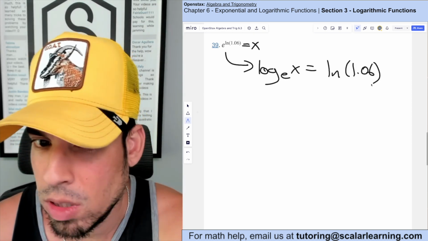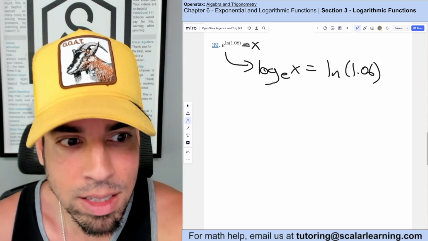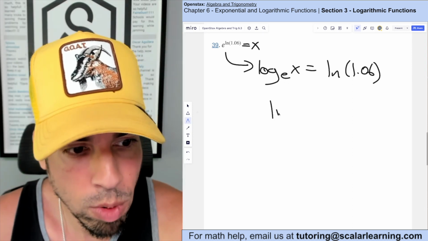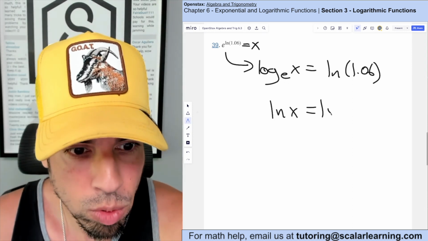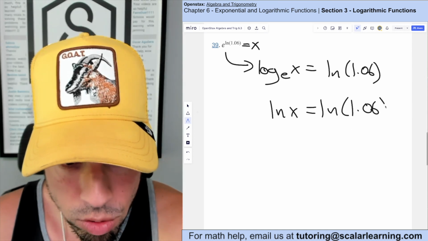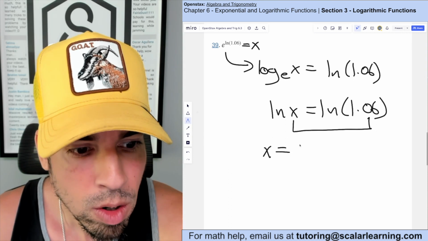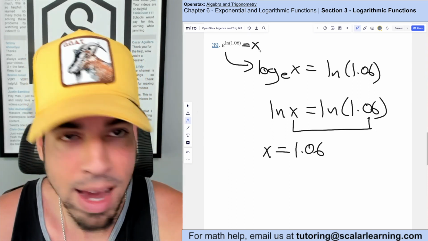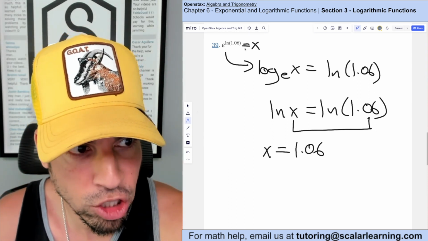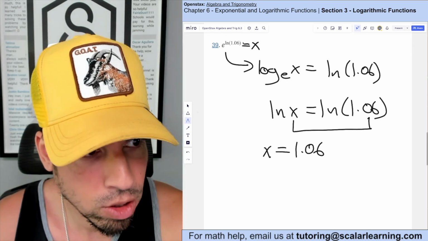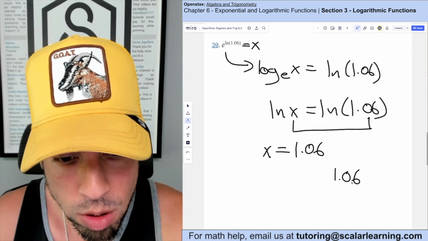But the thing that you need to remember is ln is log base e. So really what we have is ln of x equals ln of 1.06. And if these two are indeed equal, that means x has to equal 1.06. And again, I kind of added x. I turned it from an expression to an equation. Really, this x is just the value of that expression, which is 1.06.